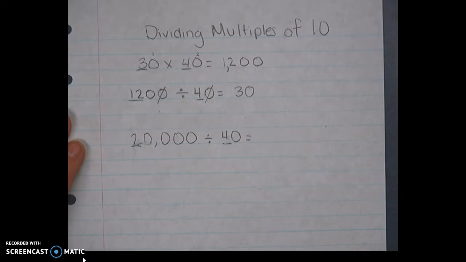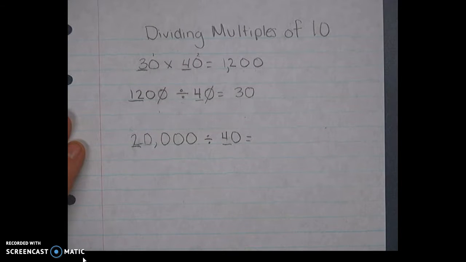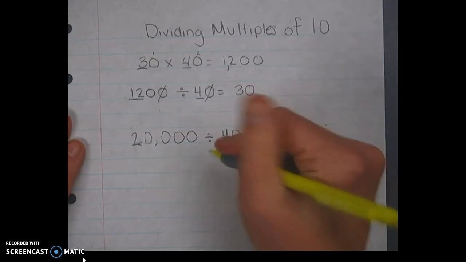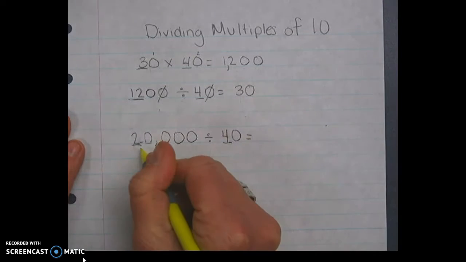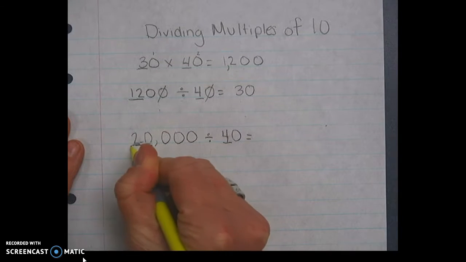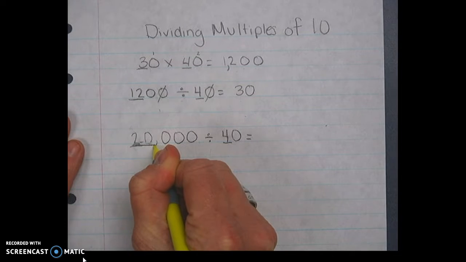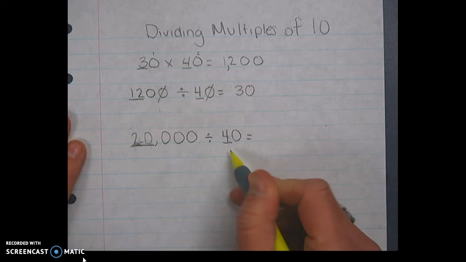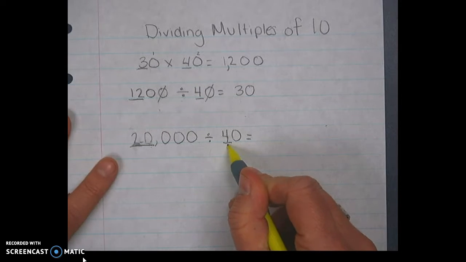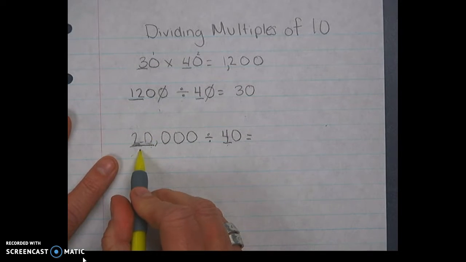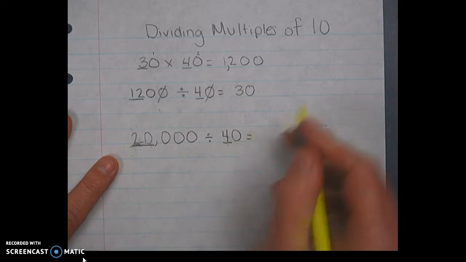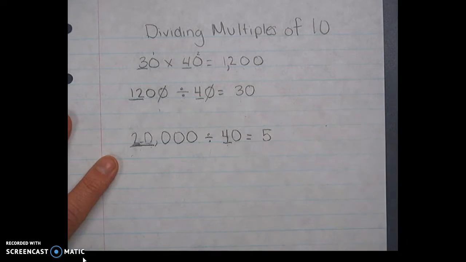And the answer is no. 4 can't go into 2 evenly. 4 is bigger than 2, so it wouldn't work. So I have to grab a buddy, grab a 0 to use with it. I'm going to grab just 1 zero, and then I'm going to ask myself, can 4 go into 20? And the answer is yes. It goes in 5 times.